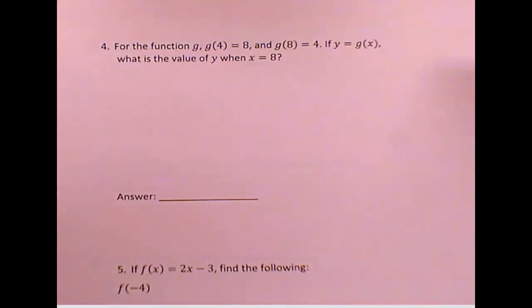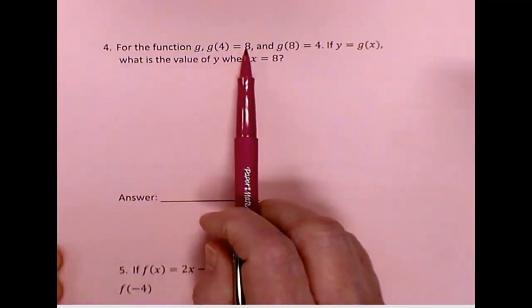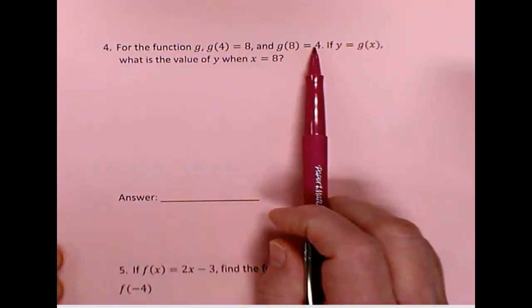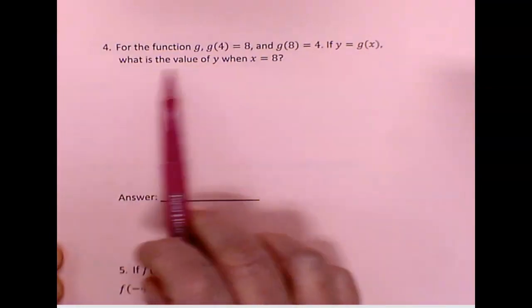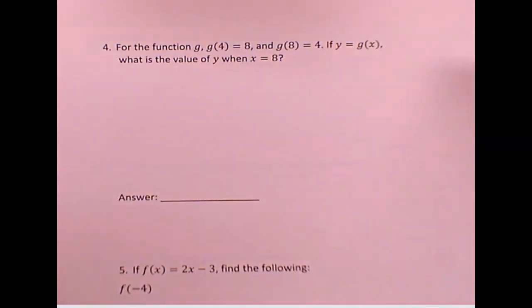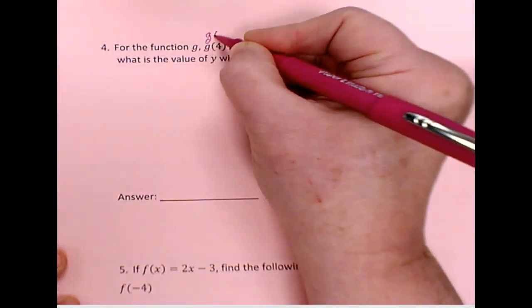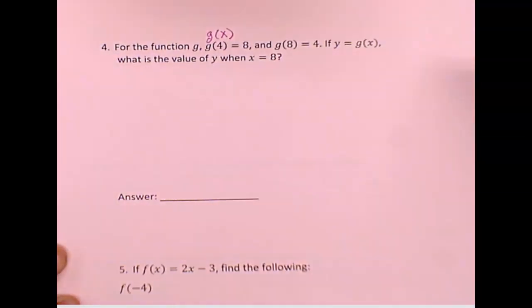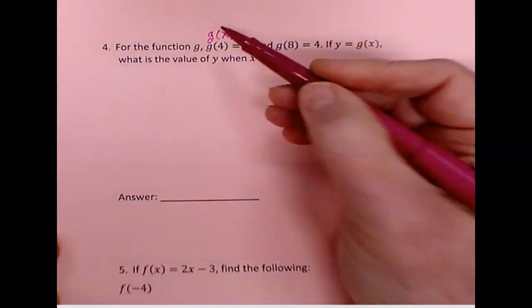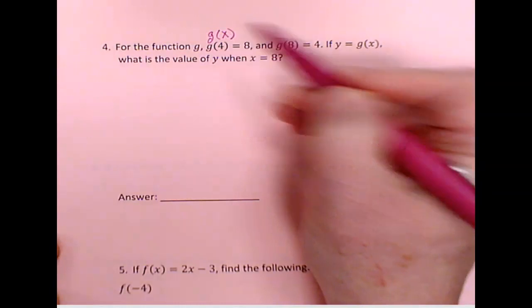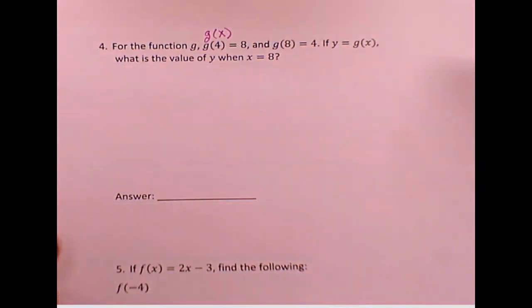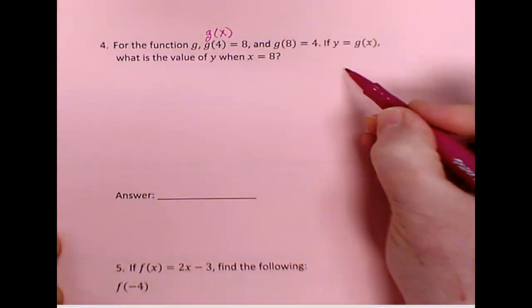Problem number 4 looks a little tricky. For the function g of 4 equals 8, and g of 8 equals 4, and if y equals g of x, what's the value of y when x equals 8? That looks very confusing. But remember that our function notation is written like this. Do you see that the 4 is written where the x goes in our function notation?